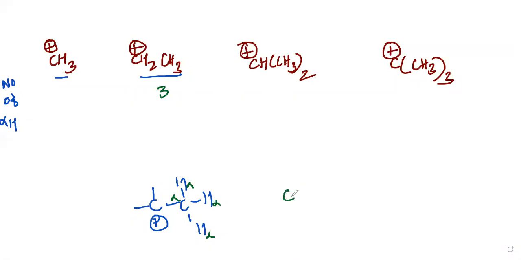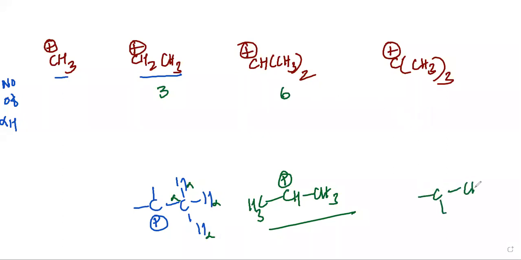So what about this? If I think of this, see, you have CH, then you have CH3, then you have CH3, and you have got positive charge over here. So how many alpha? 6. Very good. Now think of this. See, CH3. 9. Very good. And here you will have 0 because there is no alpha carbon, so there is no alpha hydrogen.